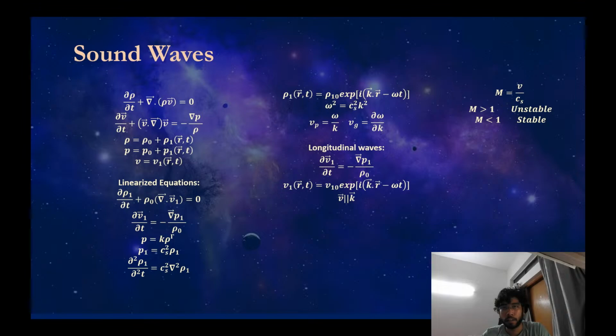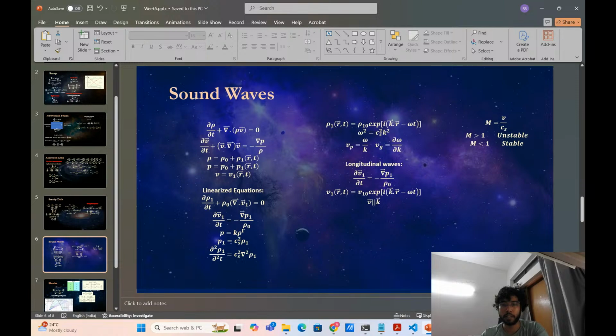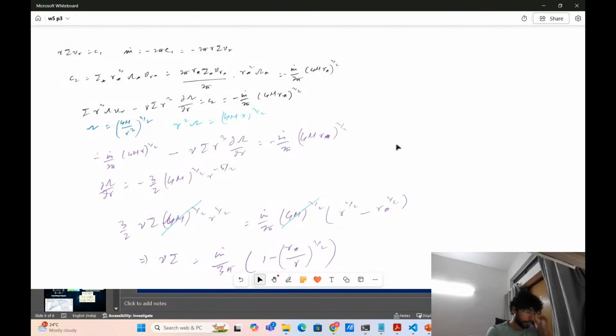Another thing that we can see from the second equation: again, we can put V1 to be like this. And if you just look at this equation, if you do del P1, you can also write P1 similarly in this form. So del P1 will be i k P1. So let me show how V will be parallel to K, the wave vector. Right? I guess I can show it over here on the side.